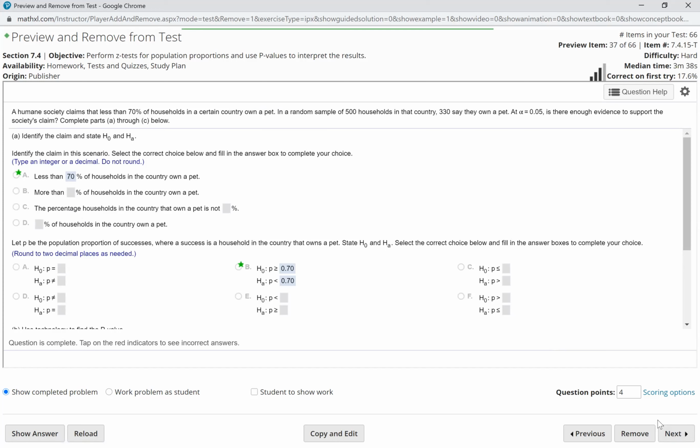Humane society claims that less than 70% of its households in a certain country own a pet. So less than 70%, it's going to be this. The null hypothesis will be greater than or equal to. And then he'll ask you to run a test. In a random sample of 500 households, 330 say they own a pet. So this is your N, this is your X, and it's going to be a one prop Z test, guys.